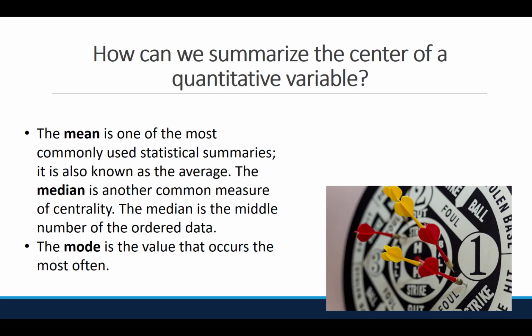The median is another common measure of centrality. To find the median, the observations are arranged from smallest to largest. The median is the middle number of the ordered data. If there is an even number of data points, the median is the average of the two middle numbers. The mode is the value that occurs most often. The mode is only useful if the quantitative variable takes a few values.